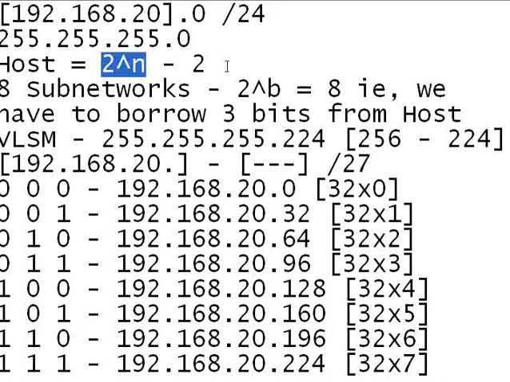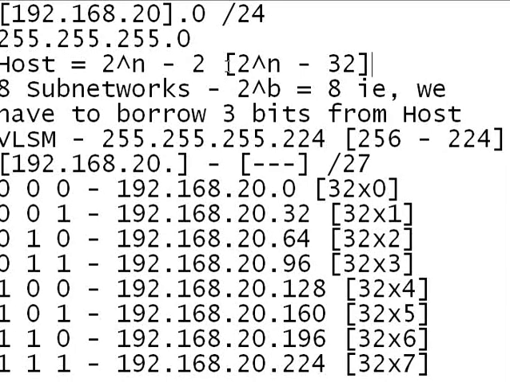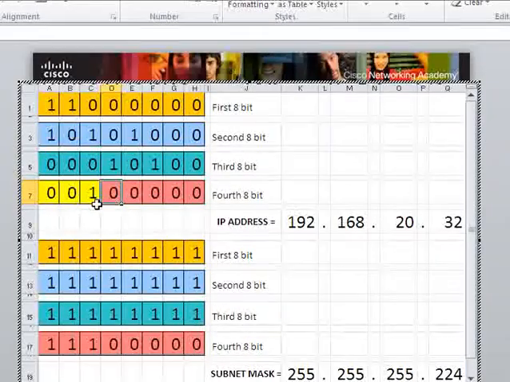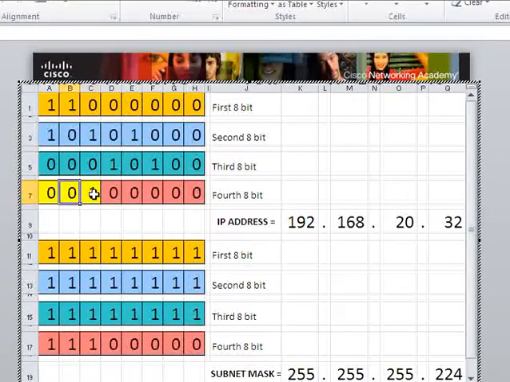So this is my calculation in this case. Let's vary all the bits: 0 0 1, then 0 1 0, then 0 1 1, 1 0 0, 1 0 1, 1 1 0, then 1 1 1. These are the 8 subnetworks I am getting out of it. So that is the calculation.